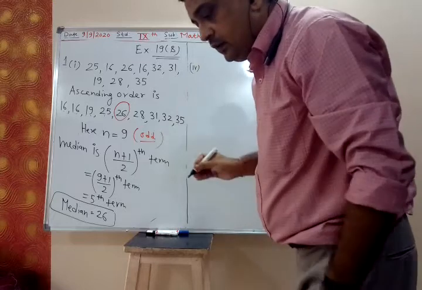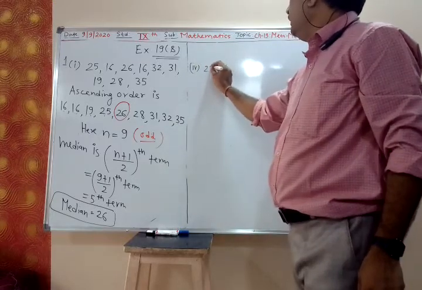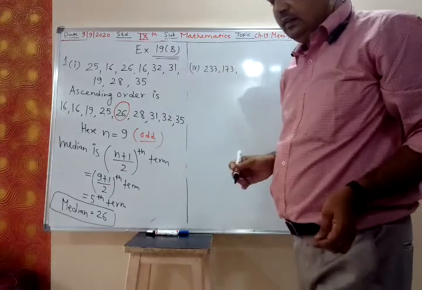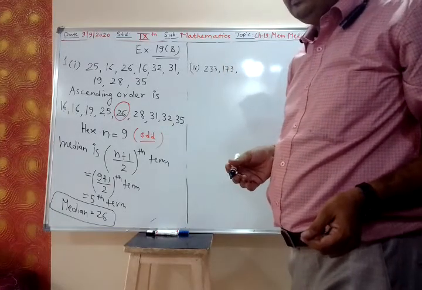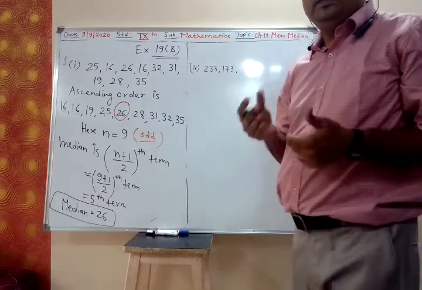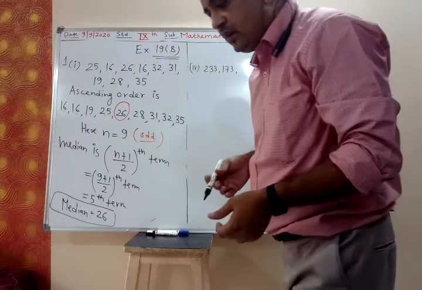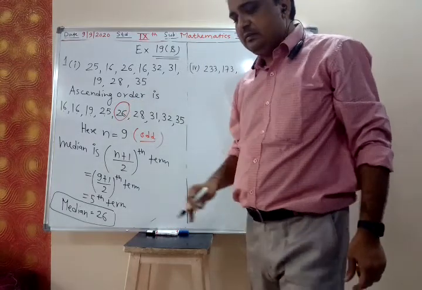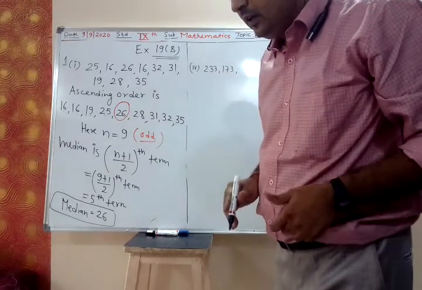So now the fourth one. 233, 173. See, the formula is easy, calculation is easy, but if you make a mistake in writing the number or while arranging the data in ascending order, the whole calculation becomes wrong. So you have to be careful.